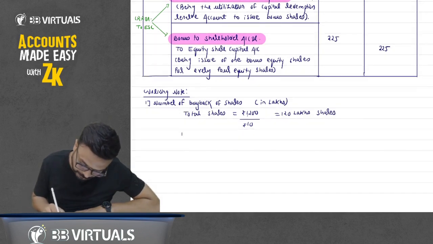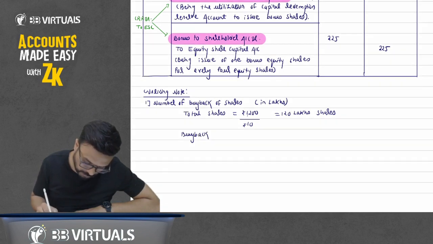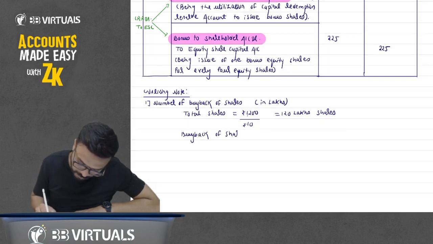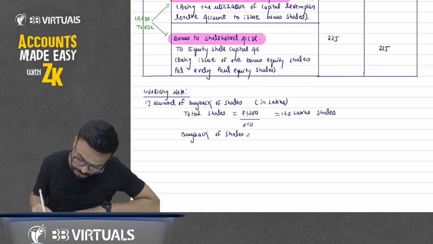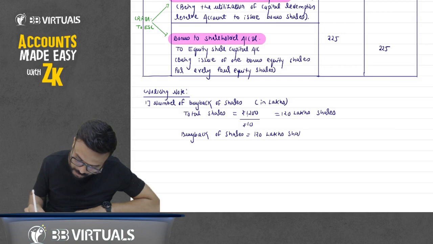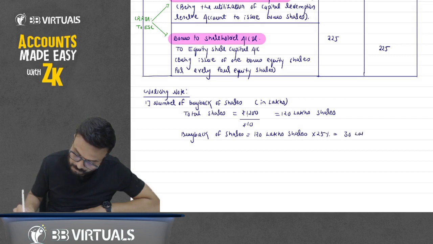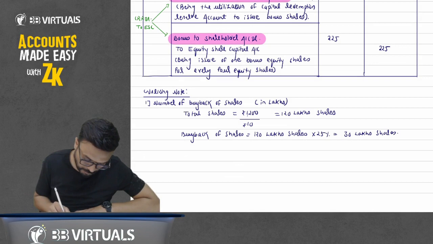So here buyback of shares equals 120 lakh shares multiplied by 25%, that comes to 30 lakh shares.